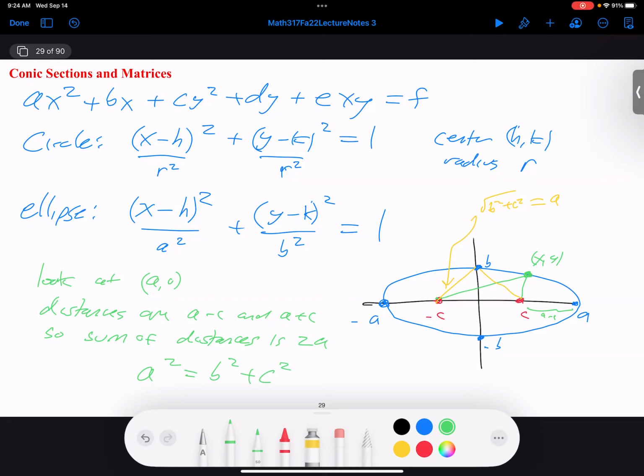And so if I know A and B, I can find the foci very easily, because C is going to be the square root of A squared minus B squared. You see that there's actually an asymmetry in the way A and B enter into this equation. That's why a lot of books like to have A be the semi-major axis, the larger one, and B be the semi-minor length, the smaller one. Okay, so these are the equations of ellipses.